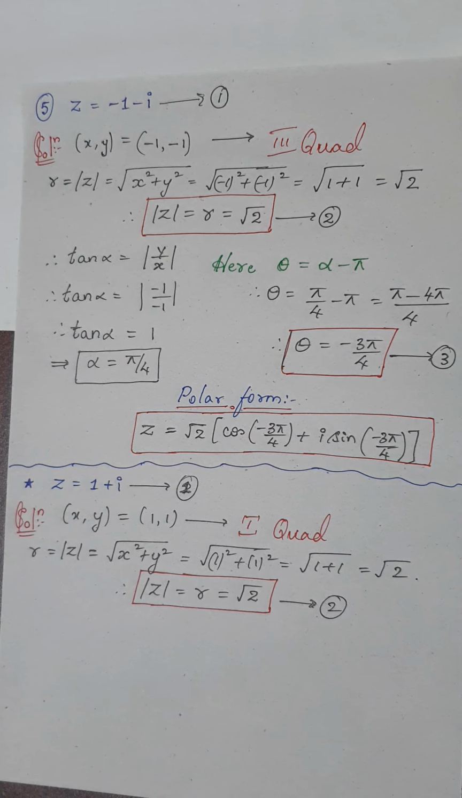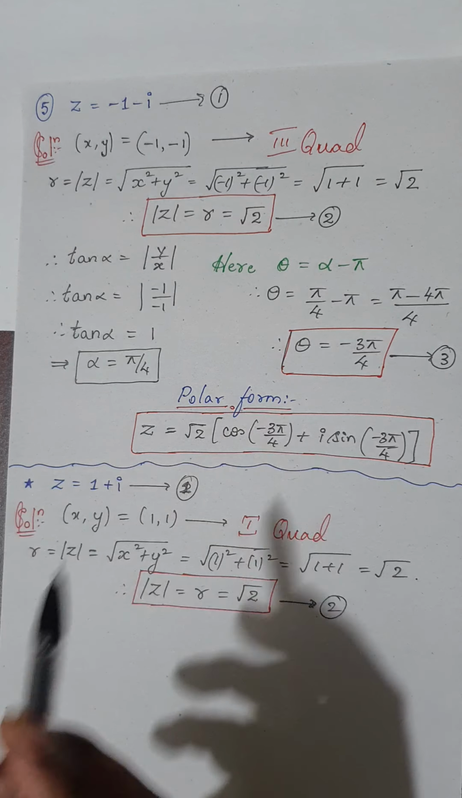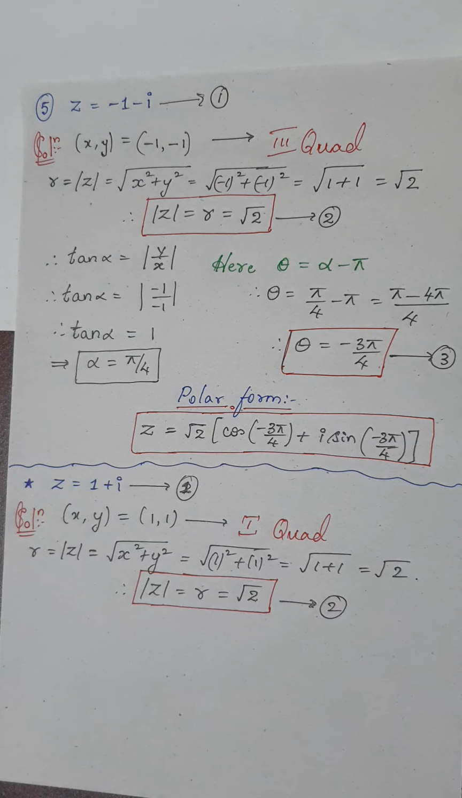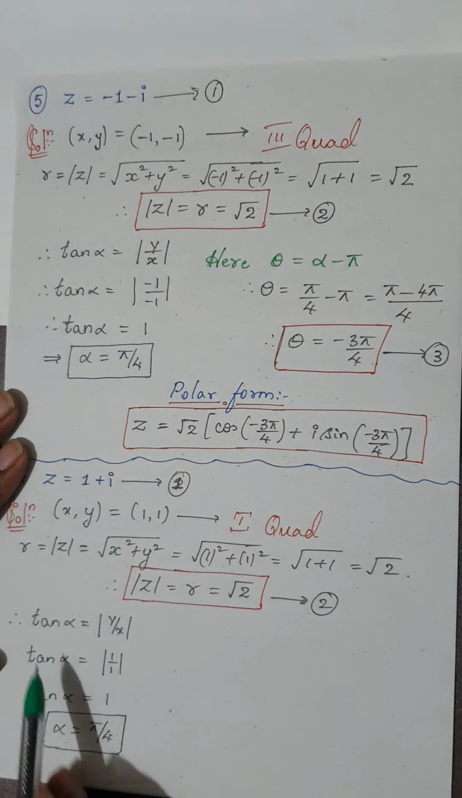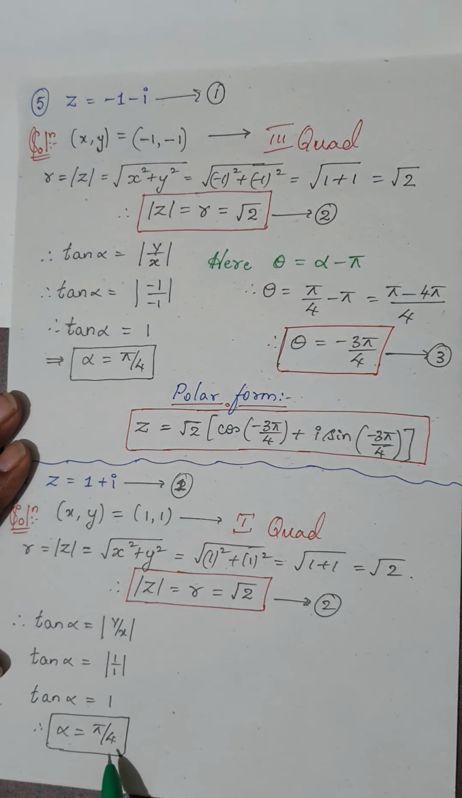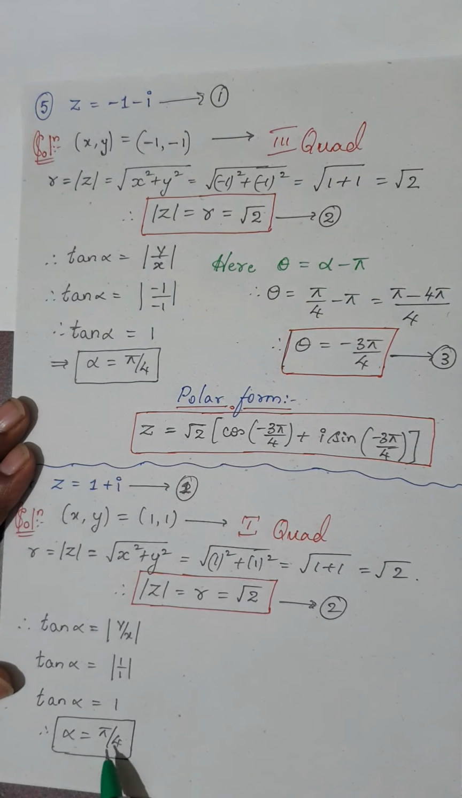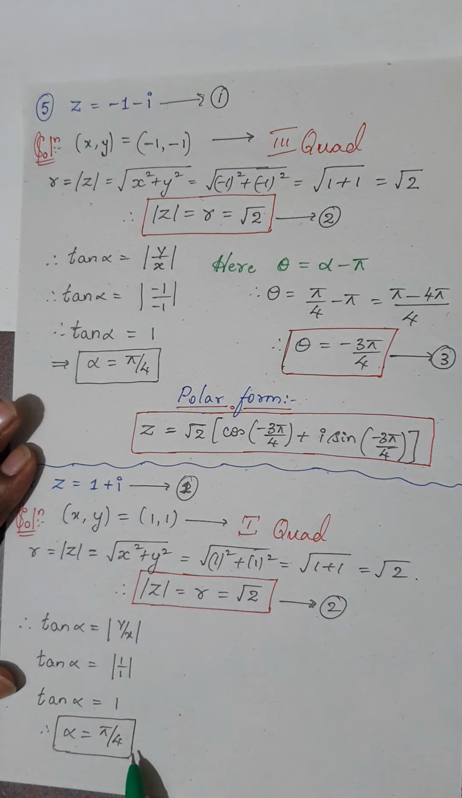That will show that all these points lie on the same circumference of the same circle. Okay. Now the only thing that changes is the value of theta. Okay. So in the similar way, let me find the value of alpha for you. Substituting in the same way, if you take tan alpha is equal to modulus of y by x, even in this case, you will get the value of alpha is the same, which is pi by 4.